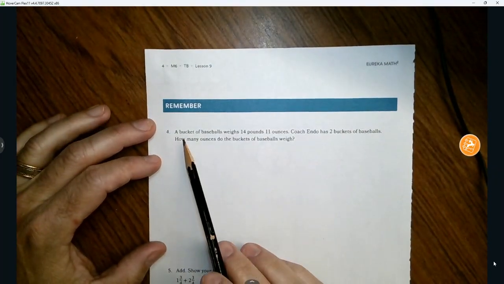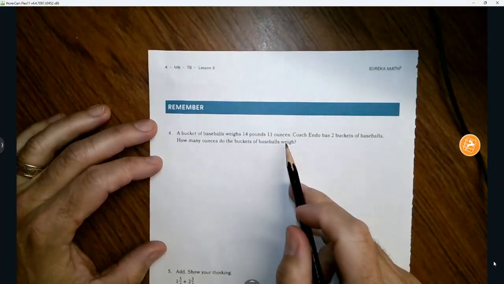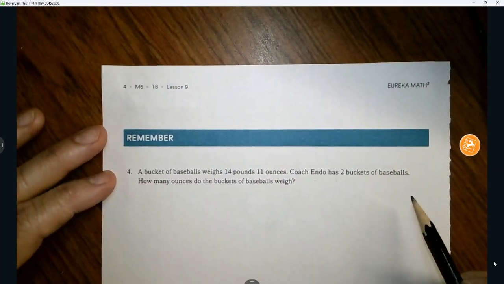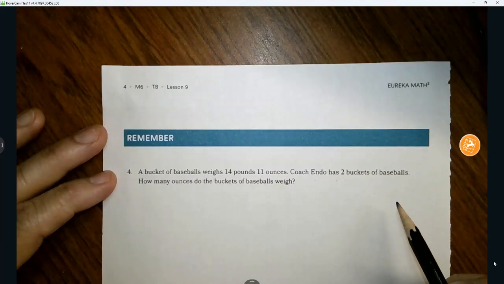All right, let's look on the back. A bucket of baseballs weighs 14 pounds, 11 ounces. Coach Endo has 2 buckets of baseballs. Sorry, I don't know what's going on with the camera. 2 buckets of baseballs. How many ounces do the buckets of baseballs weigh?